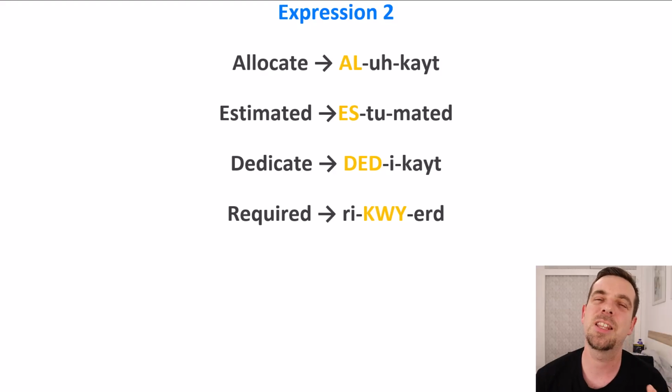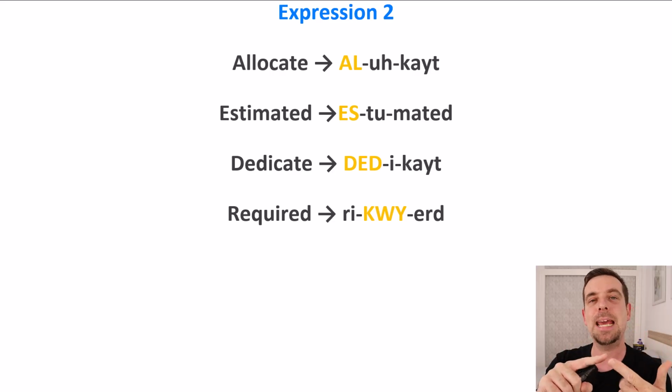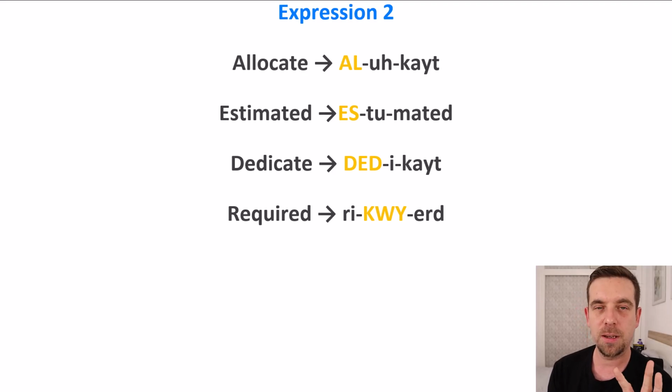Now let's look again at the pronunciation of this. Allocate, allocate, estimated. So notice this, estimated. It's not estimated, but estimated. Next one is dedicate. Again, the second syllable is not strong. It's dedicate. And the next one is required. One more time. Required.